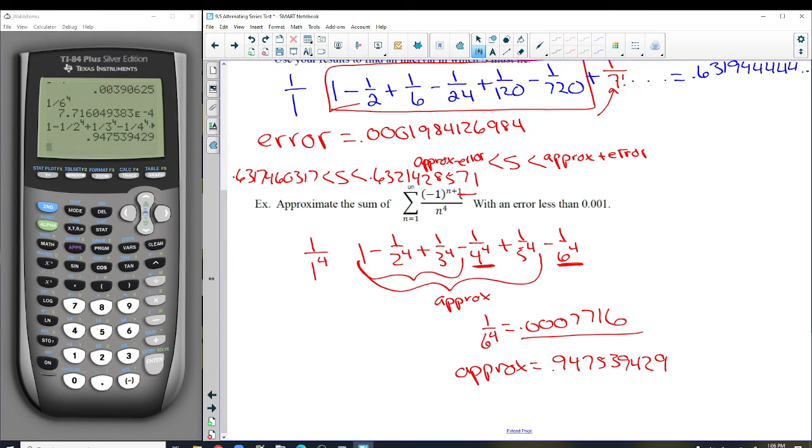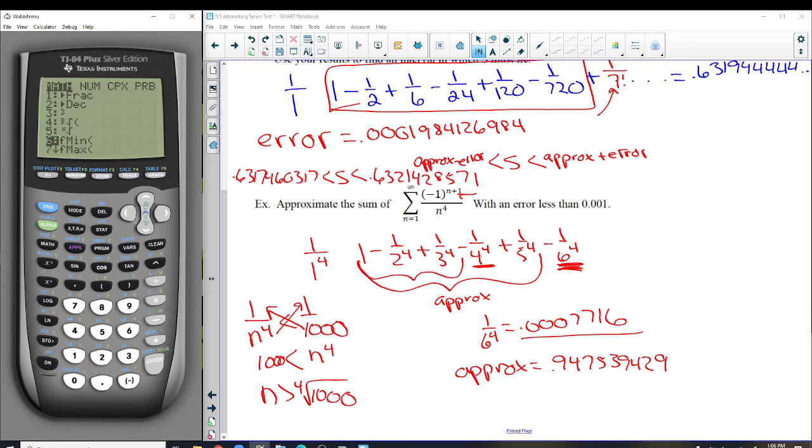Now there's another way to get the fact that you would have 6 as the number. We're thinking 1 over n to the 4th has to be less than 1 over 1,000. So we cross multiply. So that's n to the 4th, multiply over here, that's 1,000. So n is greater than the 4th root of 1,000. Well, if we take the 4th root of 1,000, math up here, then we get n has to be greater than 5.623, which is the next integer, which is 6.